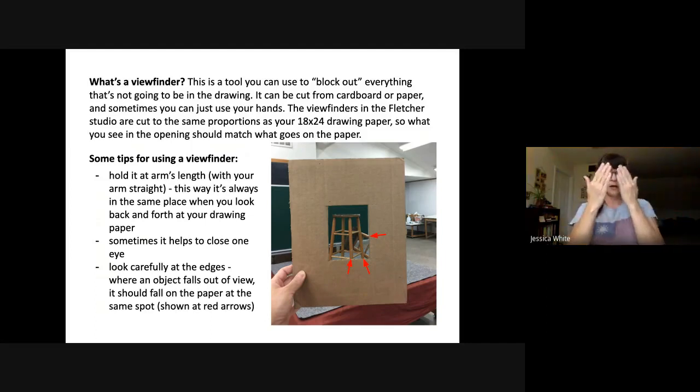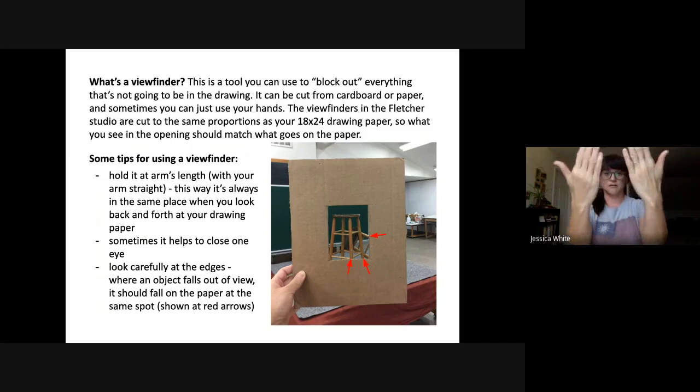You know, we have these 2 eyes and it kind of shifts things around when we're looking at them, just because of the way they're placed on our face. We're going to talk about that even more when we talk about perspective. So if you close one eye, then everything kind of stays in place in the viewfinder. Look carefully at the edges of that viewfinder window. Where the object falls out of view, it should fall on the paper at the same spot.